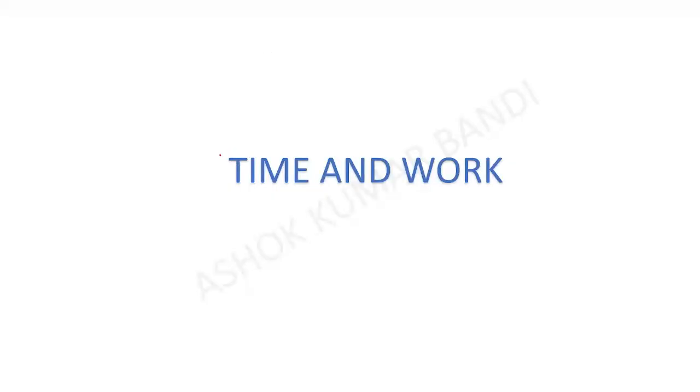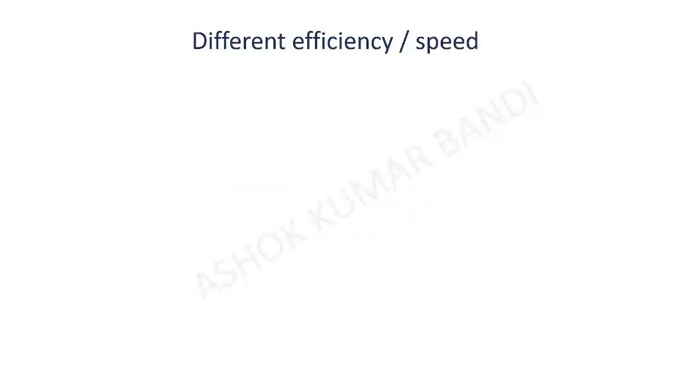In this video, we are going to discuss different efficiency or speed problems. Let me tell you what is meant by different efficiencies once again. Think like this: A can do a work in 10 days, B can do the work in 15 days. How long will they take to finish the same work if they are working together? A and B have different speeds. Obviously, A is completing work much faster compared to B. That means the speed of A is more compared to B.